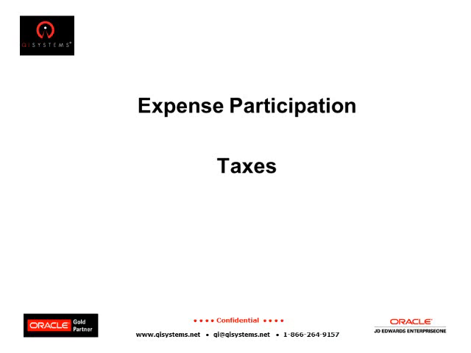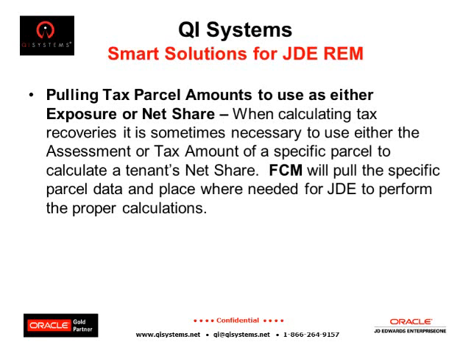For an example of taxes, this is one that's pretty common, where you have your tax partial amounts to use in either exposure or net share. Again, you have to stick it in lease logs. There's different ways that customers get around doing that. They modify it. You can do it outside JD Edwards, whatever they have to do to be able to get their tax information and use it as part of their calculation.